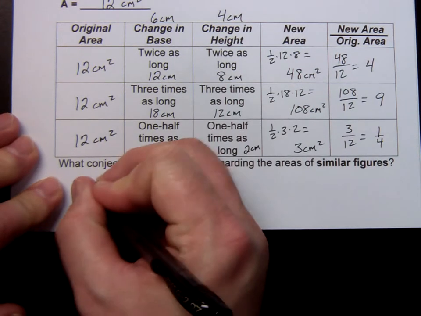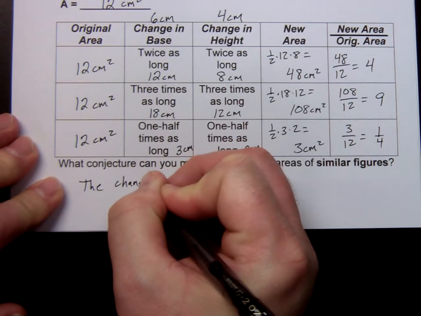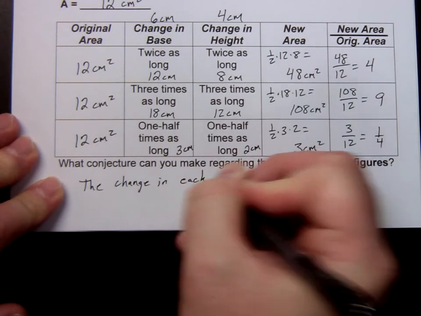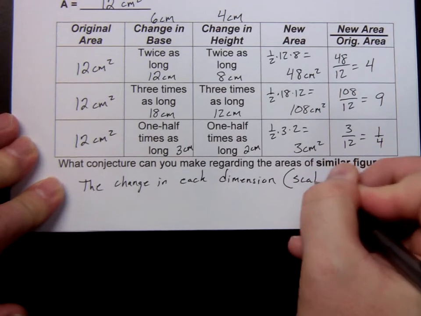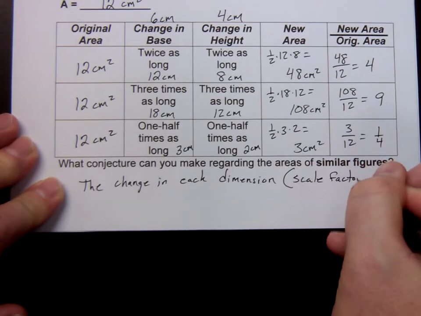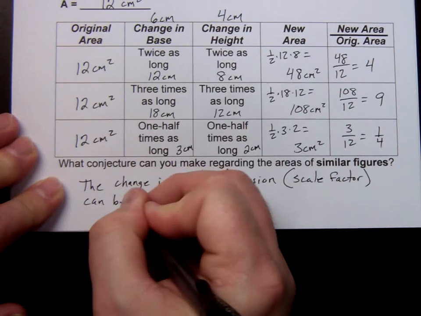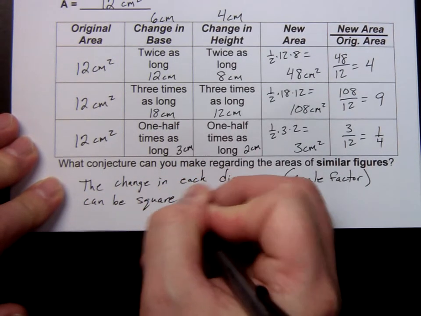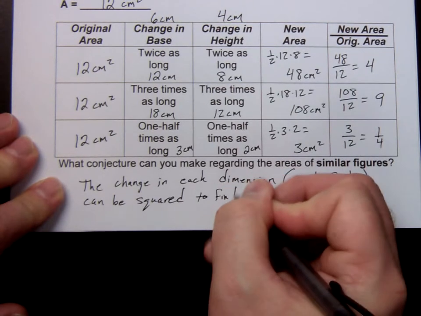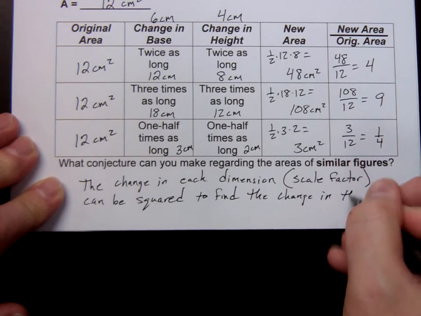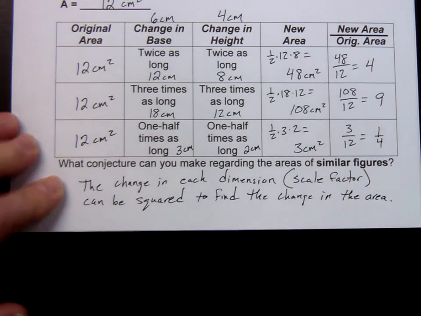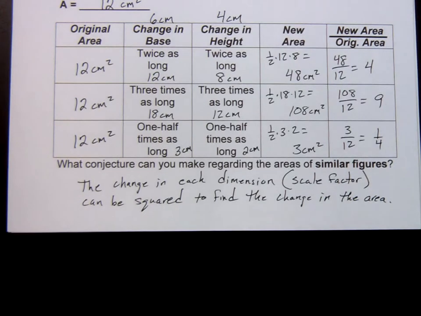So the change in each dimension, which is the scale factor, that's what we're multiplying each dimension by, can be squared to find the change in the area. And this is only for similar figures. Only similar figures have a scale factor. But if you're dealing with similar figures, you're going to have a scale factor, and you can just square that scale factor to find the change in the area.